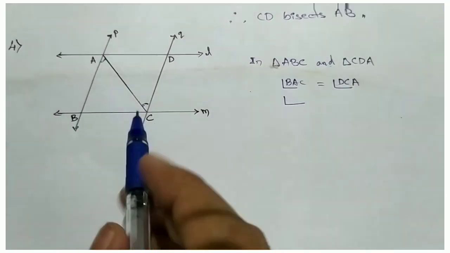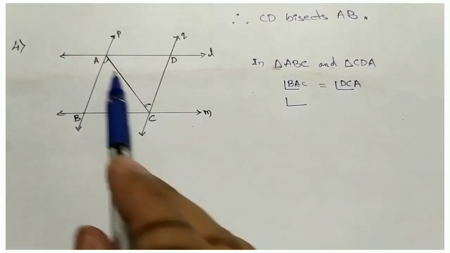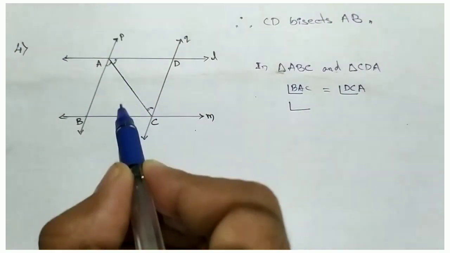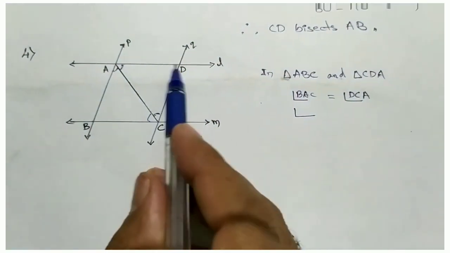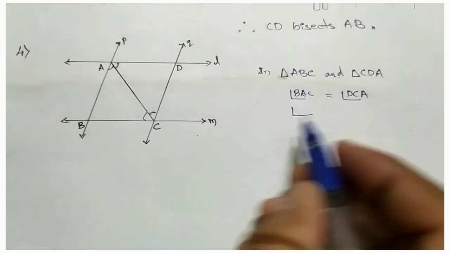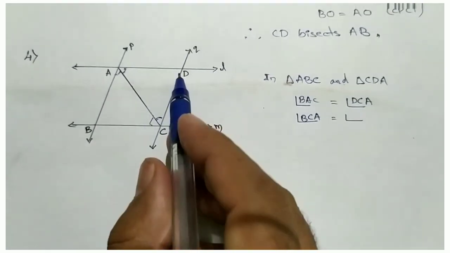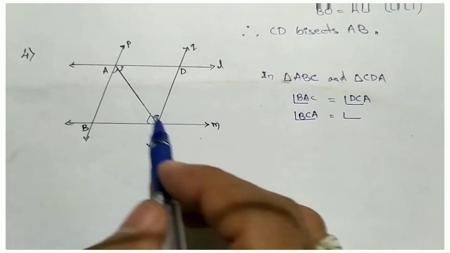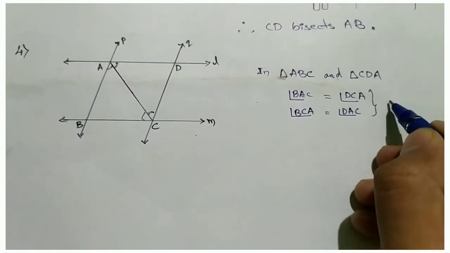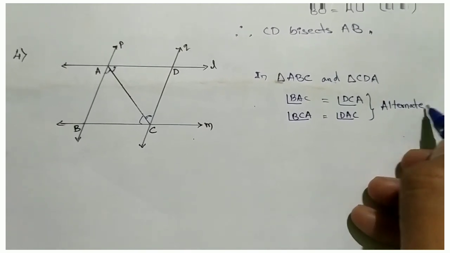Similarly, if you take L and M as parallel lines, then with AC as transversal, again you will get two angles, which are DAC and ACB, or BCA. BCA equal to DAC. So these are alternate angles, you write it: alternate angles.